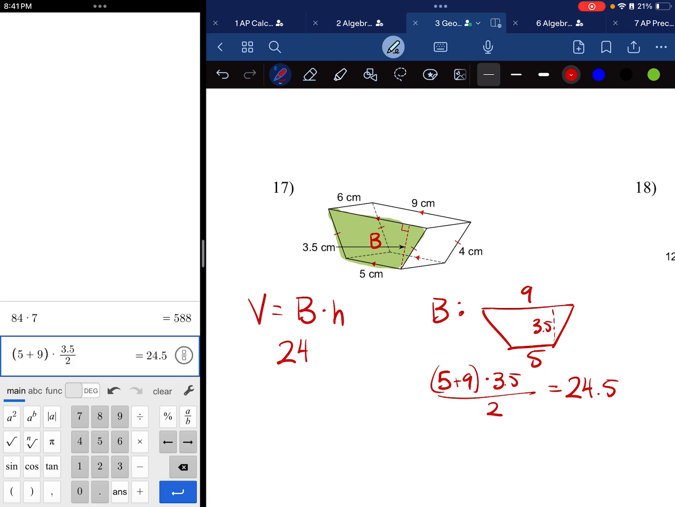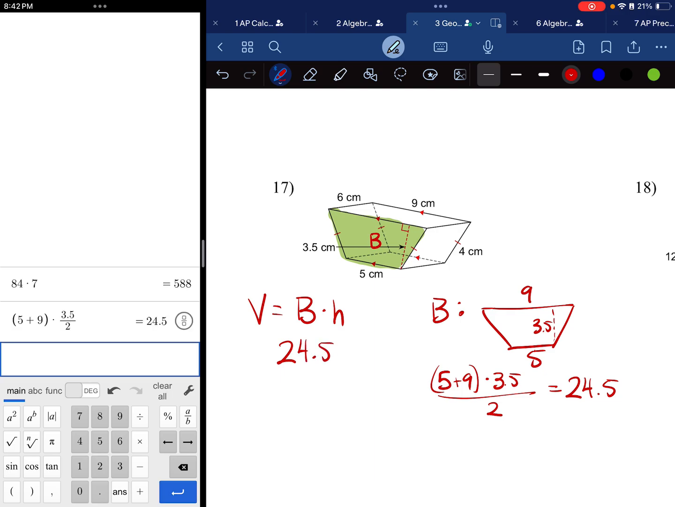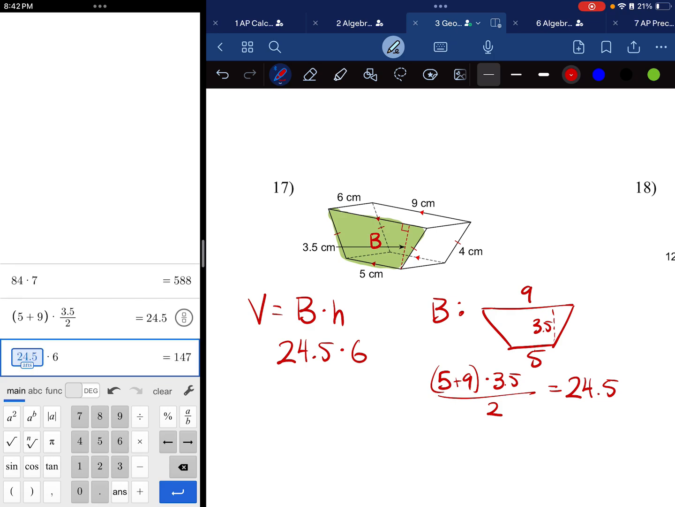So I have 24.5, and I need to multiply that by the height. So the height in this case is what's coming out of our base shape right here. So what's coming out is this, and that is 6. So I'm going to say we're going to multiply by the height of 6. So I'm going to say answer times 6, and that's going to be 147. Units are going to be centimeters cubed. Always power 3 for volume.